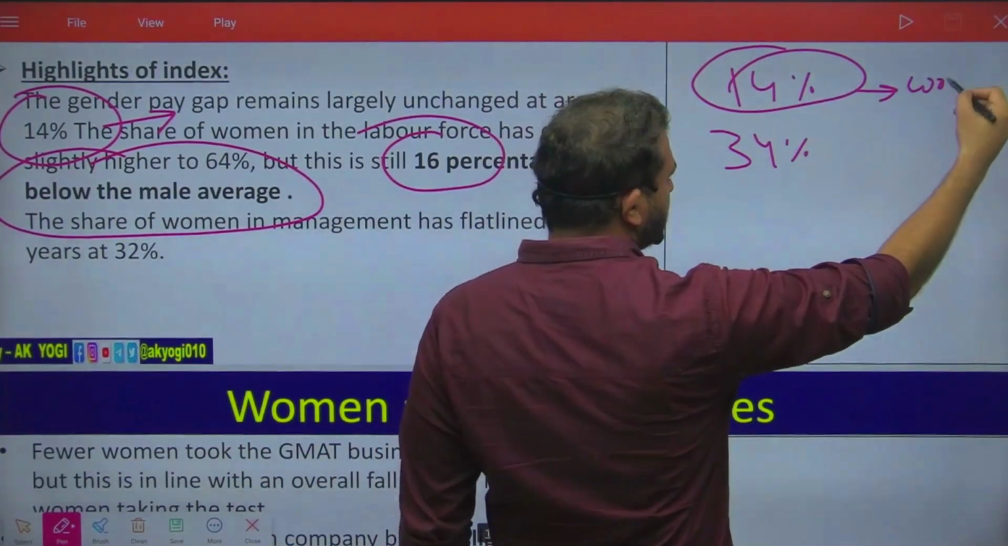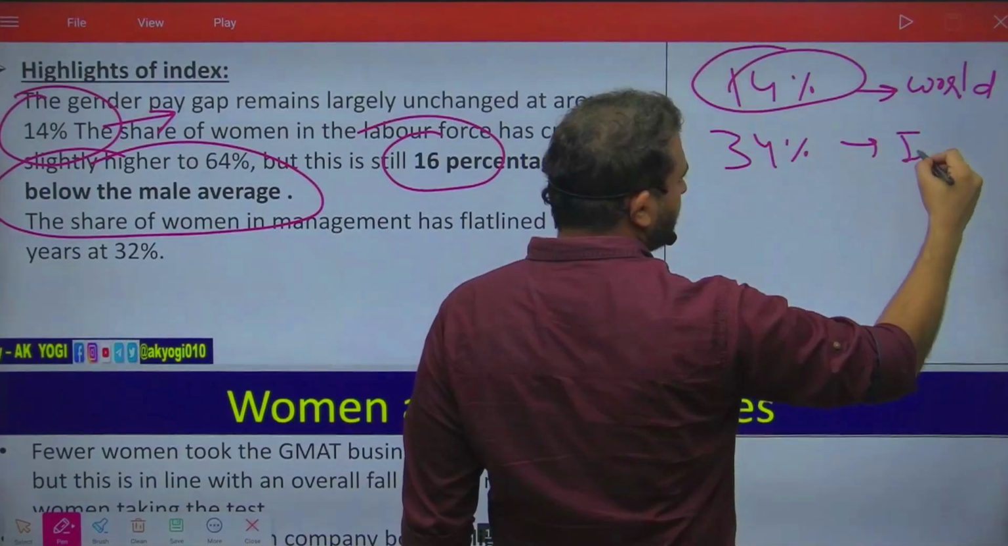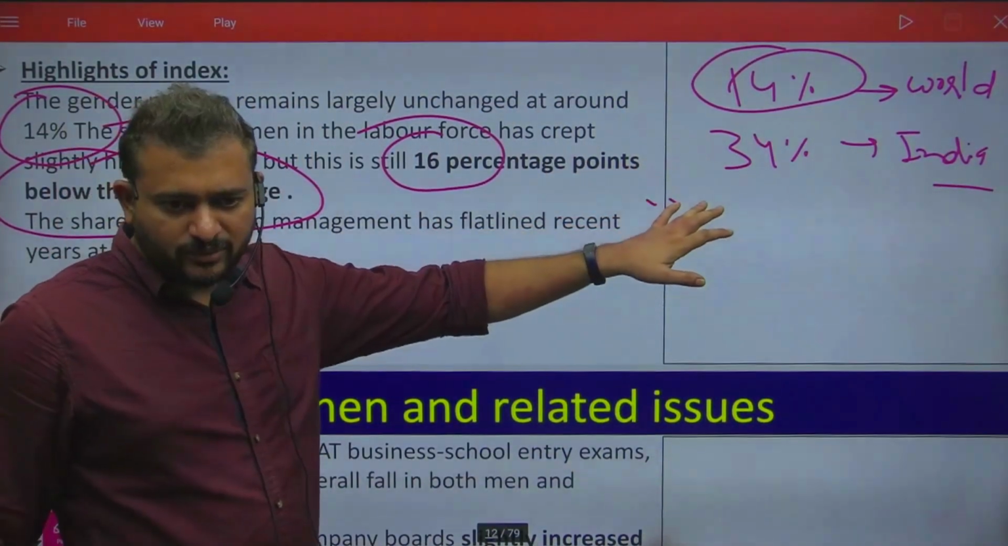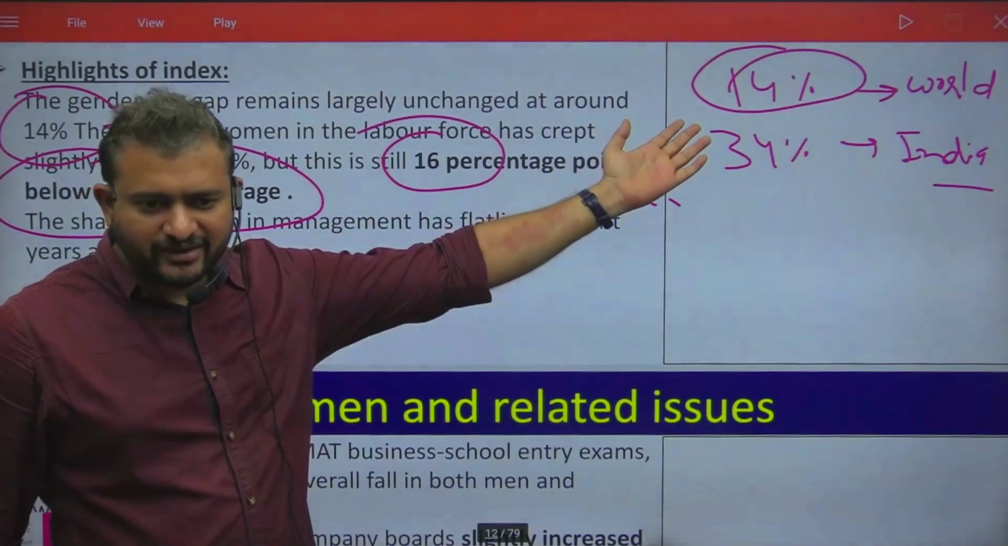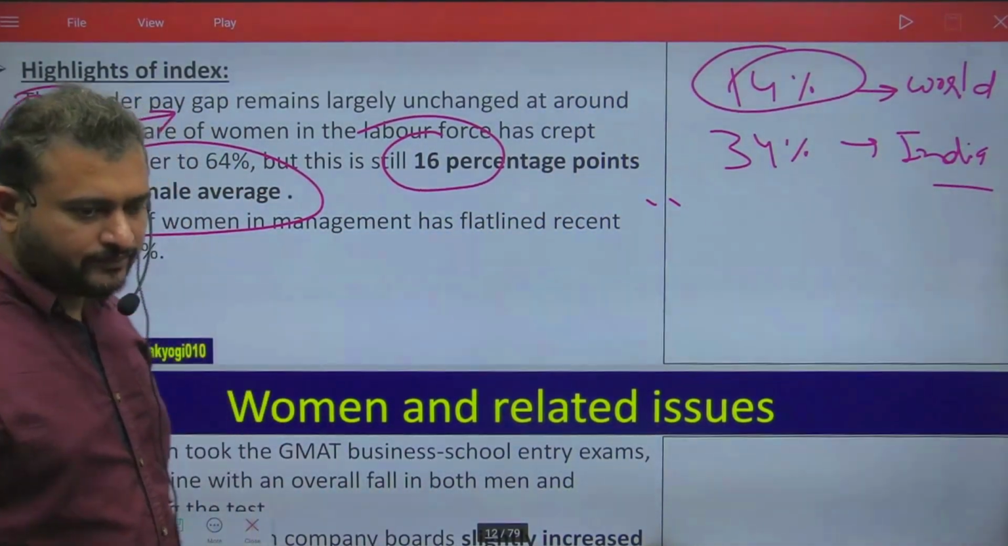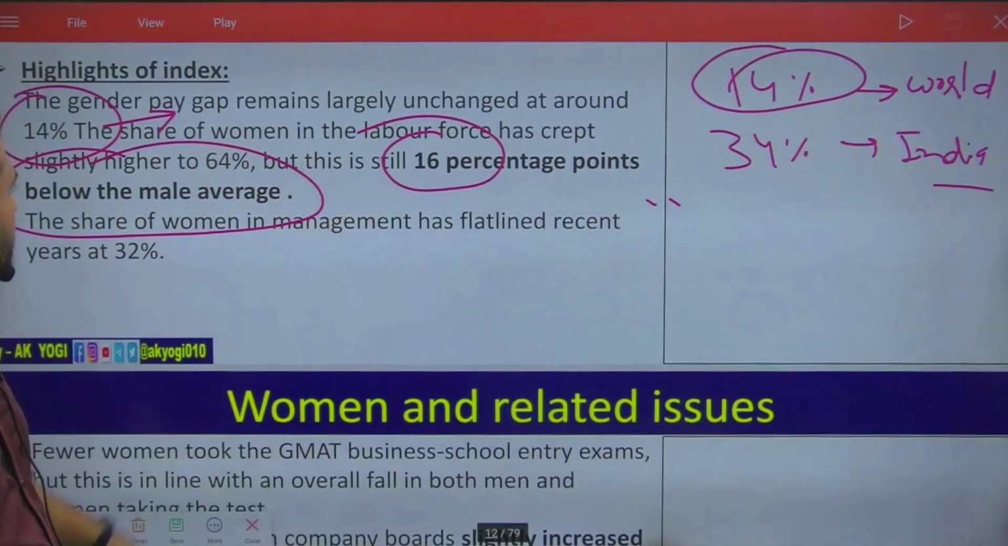This is the world's, and this is India's. So that is India's wage gap report. The 14% wage gap is the world's and the 34% is India's. It is huge in India.